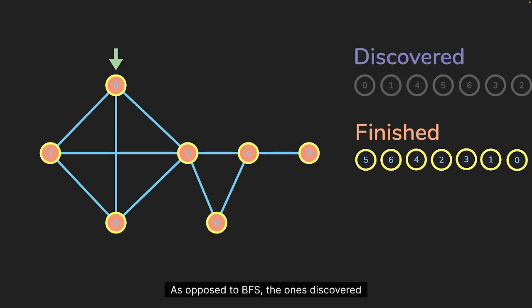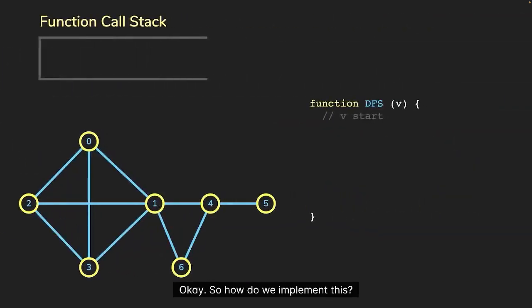As opposed to BFS, the ones discovered and the ones that are explored are the same. Okay, so how do we implement this? You've actually done this before, and it's similar to searching a tree. Basically, we are going to write a recursive function to perform depth first search. But before writing the recursive function, I'll show you what the function call stack is doing to illustrate your program.